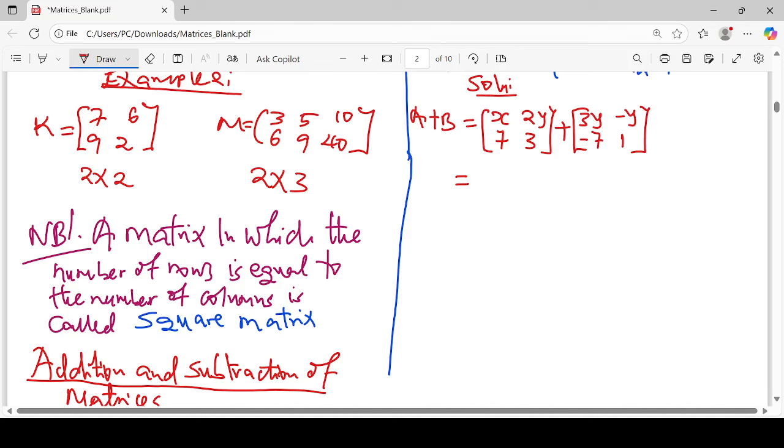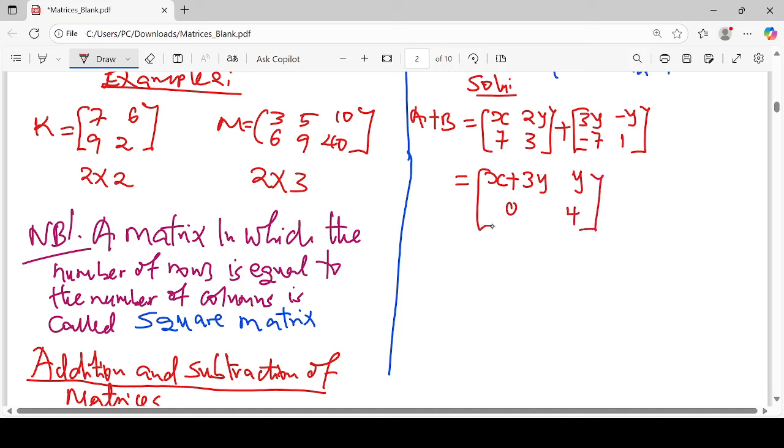x plus 3y, those are unlike terms, so they will just remain as x plus 3y. That is going to become one element. Then 7 plus -7 will become a 0. 2y plus -y will become y. 3 plus 1 will become a 4.